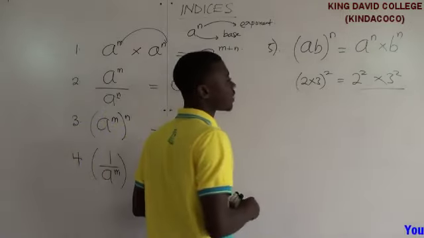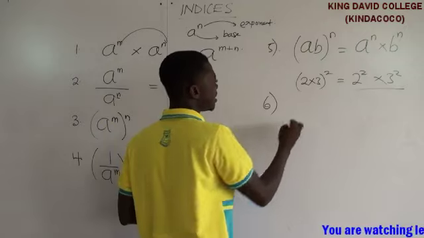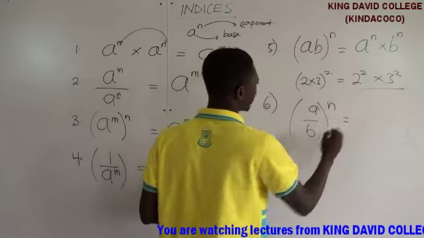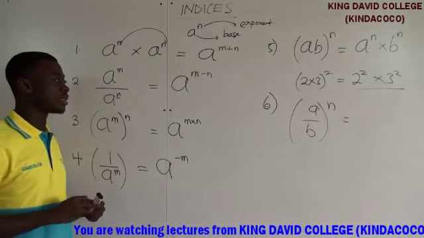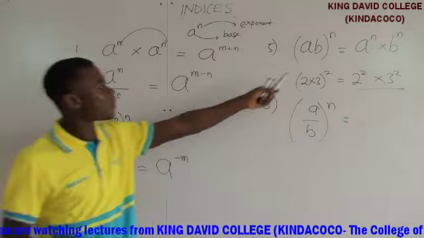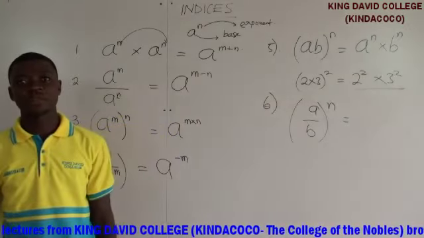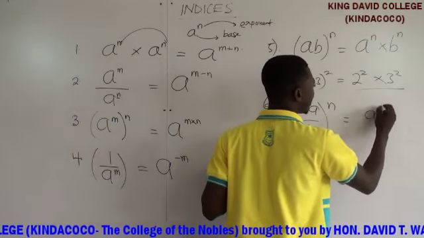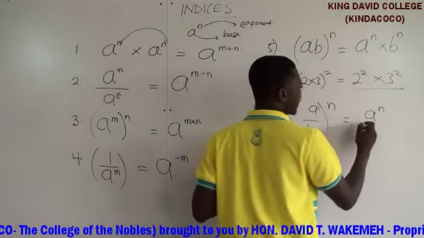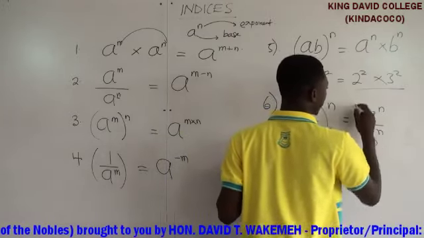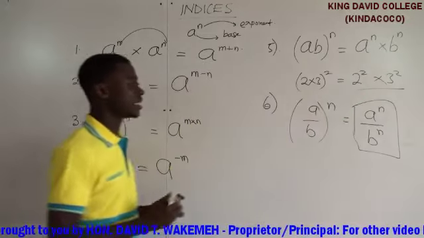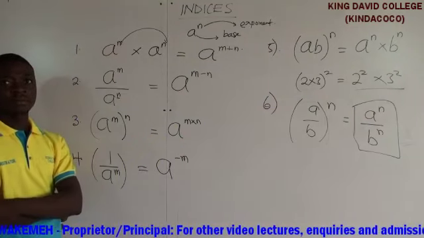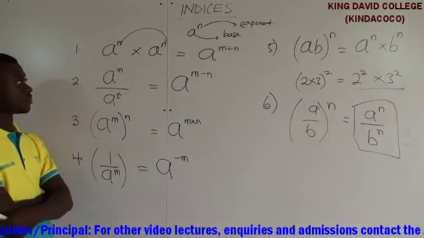Now, if it is so for this, then it should definitely be the same as if I have a over b raised to the power n as well. So if you have a over b raised to the power n, then whatever happens to this should be able to happen to this as well. So then here it's just going to be the a is going to pick the power, and the base as well, the denominator is also going to pick the power. So these are some of the laws of indices.